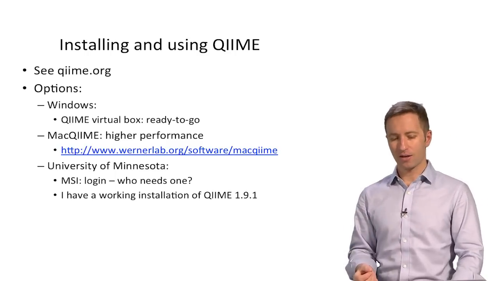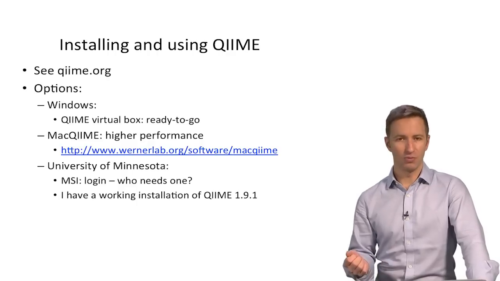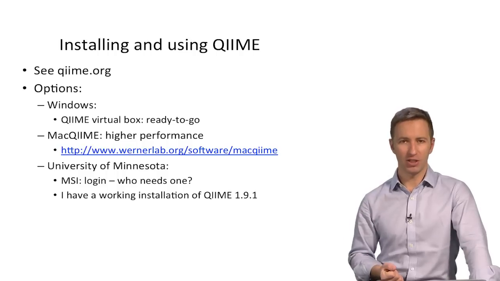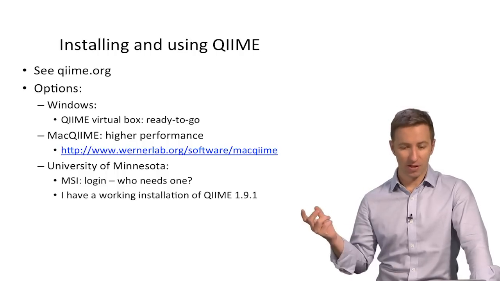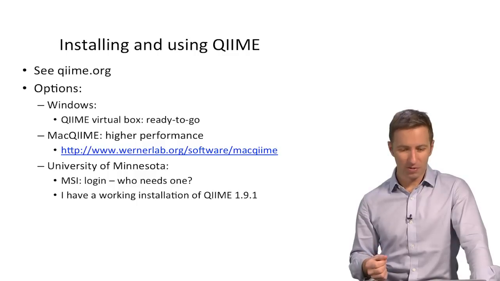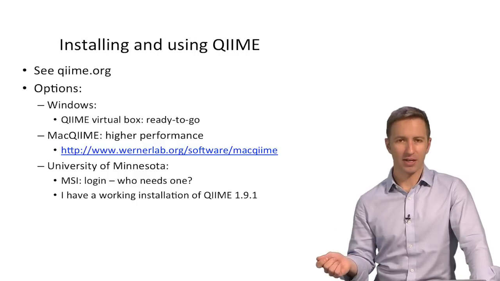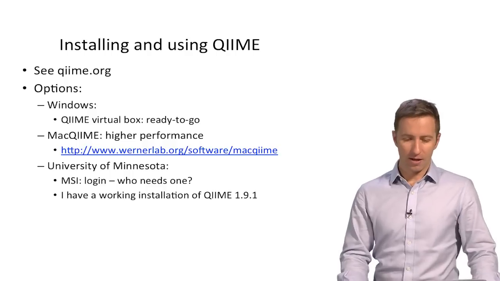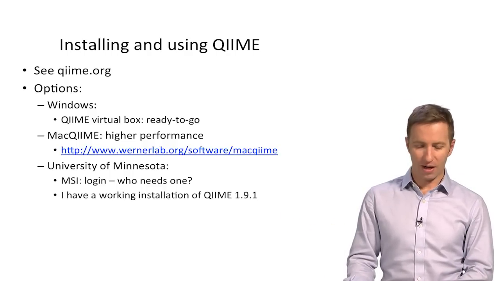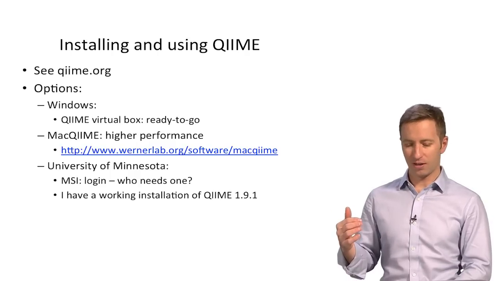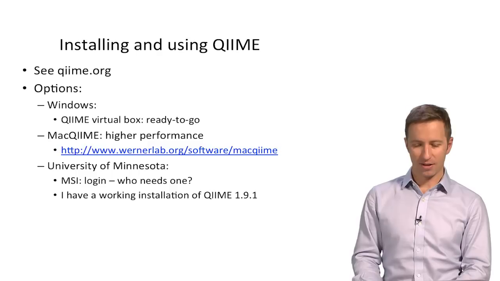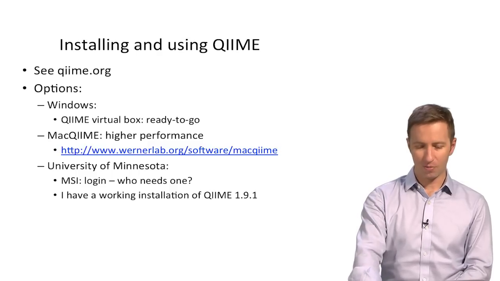If you're using a Mac, I highly recommend Mac Qiime. This is really straightforward. You just download and click install, and then you've got Qiime running on your machine with all of its dependencies. That was developed by Jeff Werner. And then finally, for people at the University of Minnesota, if you're using MSI, the Minnesota Supercomputing Institute, if you don't have a login, I encourage you to get one. And I have a working installation of a recent version of Qiime, Qiime 1.9.1, and I can help you get that set up.